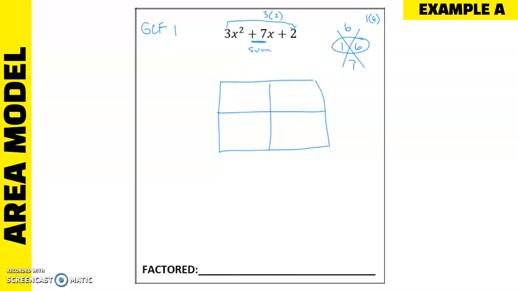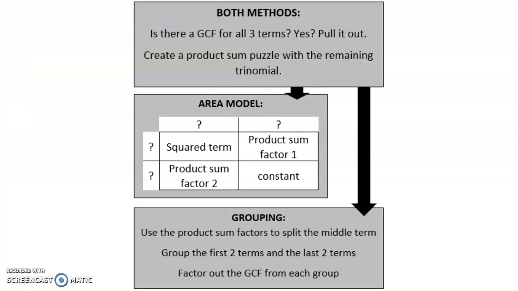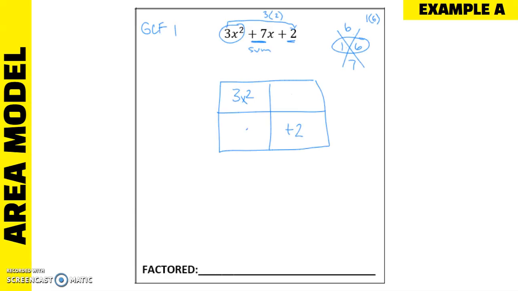Okay, when we do this, the squared term is always our first box. The constant is always our last box. And now in here, if I come back to my setup, there are going to be my product sum factors that I just found out. So 1 and 6. So this is going to be 1x here, 6x here. I could swap those. It doesn't matter. We would get to the same result. Our factors might just be in a different order, but we'd still get the same factors.